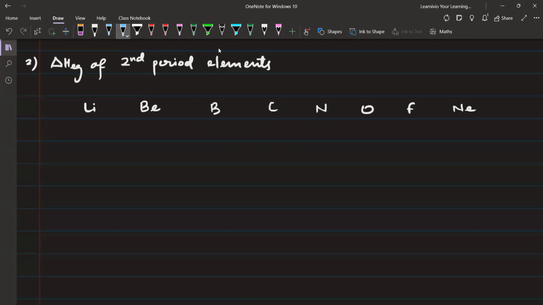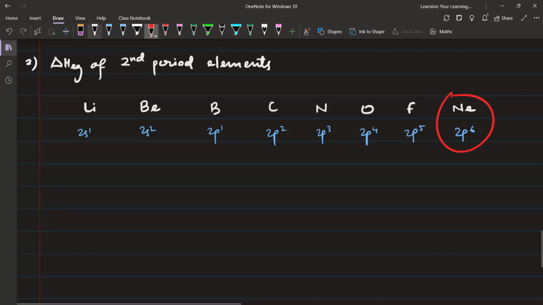Look carefully. The electronic configurations are 1s2 2s1, 2s2, 2p1, 2p2, 2p3, 2p4, 2p5, and 2p6. In this, for sure, neon will have the least electron affinity. It does not want any disturbance in the electronic configuration because it is a noble gas. So, if I talk about electron affinity, it is going to have the least. It does not want the electron.